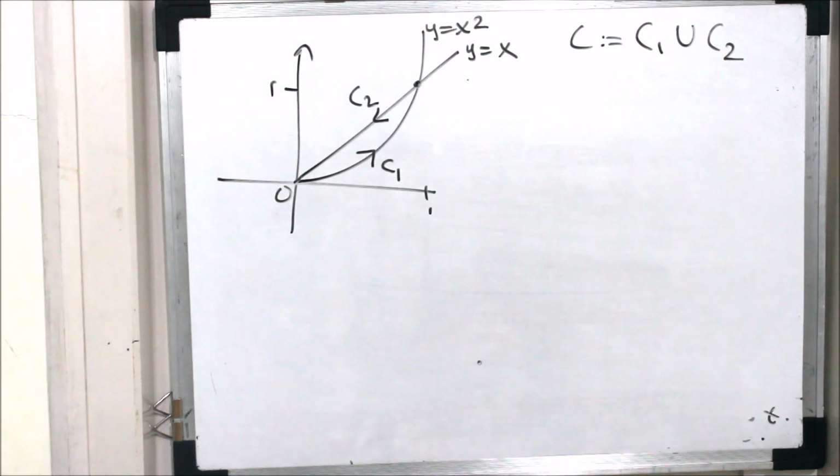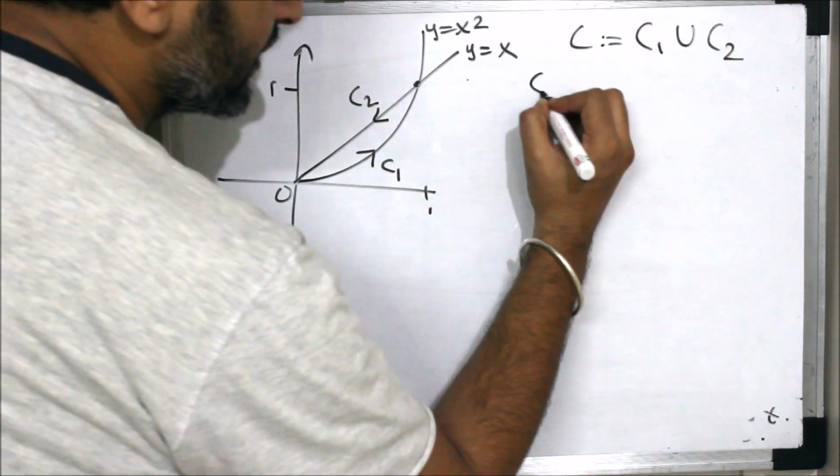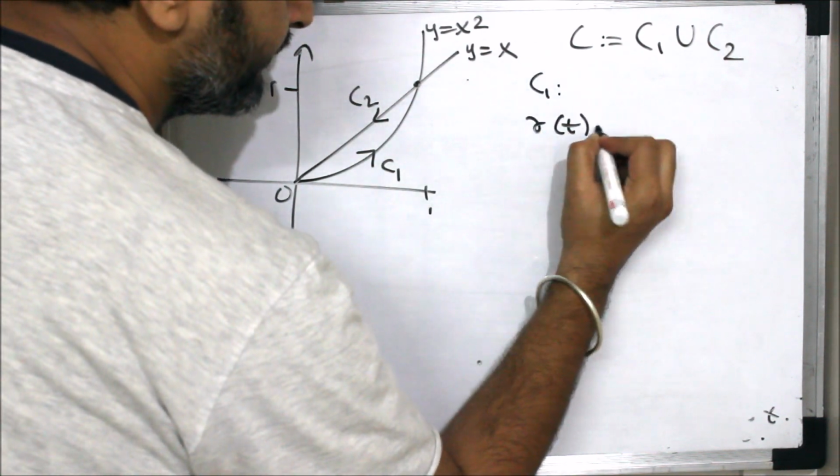So I want to do the line integral over the curve C. Since it's piecewise smooth, because at 1, 1 it is not differentiable, I will do the line integral along the curve C1, and then I will do the line integral along the curve C2. So let's go one by one. If I want to do along the curve C1, what is r of t?